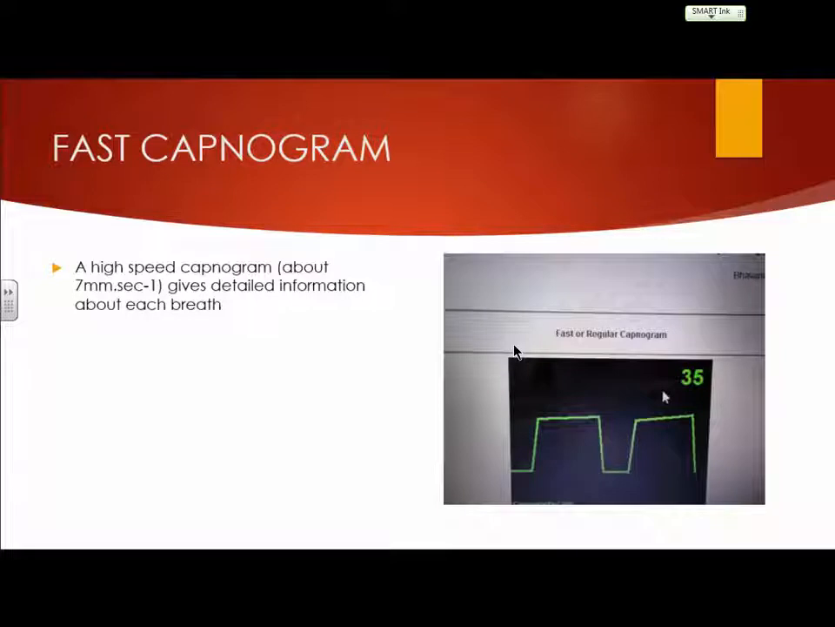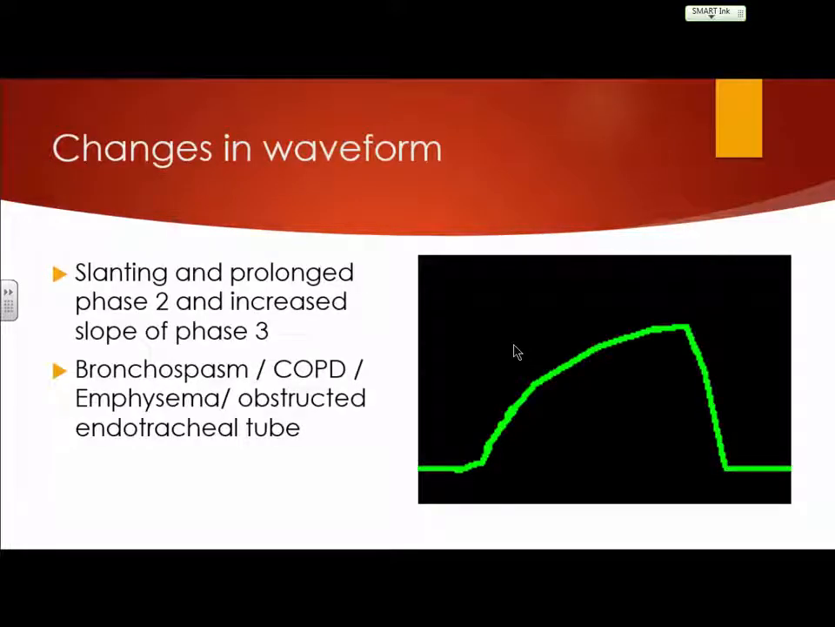Just a high-speed capnogram that gives you real time, okay? So here we go, slanting and prolonged phase 2 and increased slope of phase 3. This is what I was talking about, the shark fins, right? As I was drawing this just a minute ago, I had a very rapid outflow, right? If I've got obstruction, I'm going to struggle to get that air out. So it's going to be a prolonged slant there. And then once I finally get it out, then I'm going to try to get back another breath.